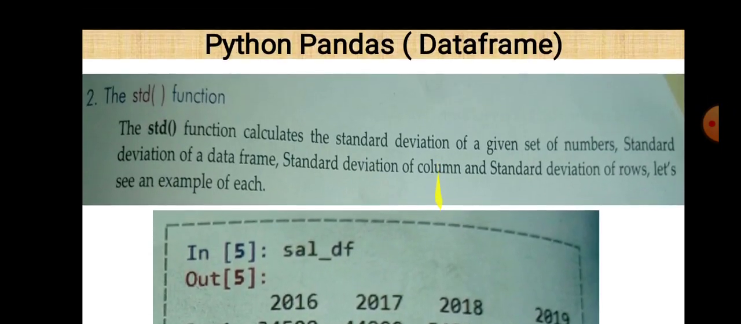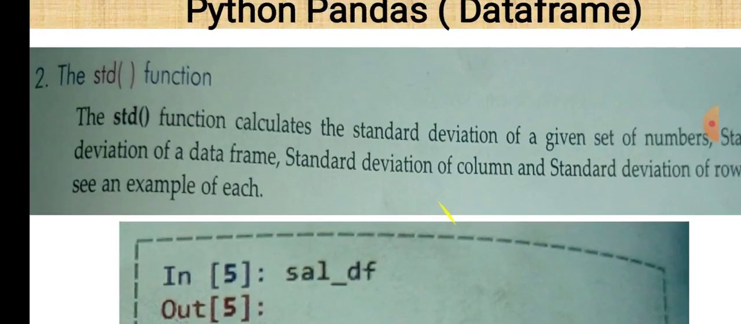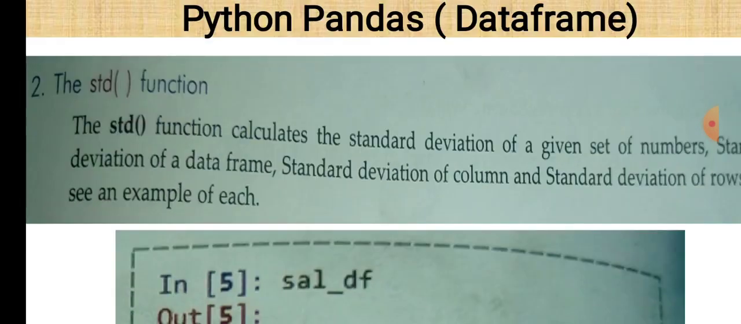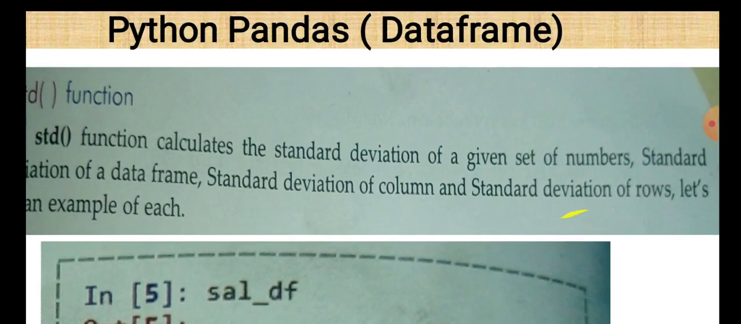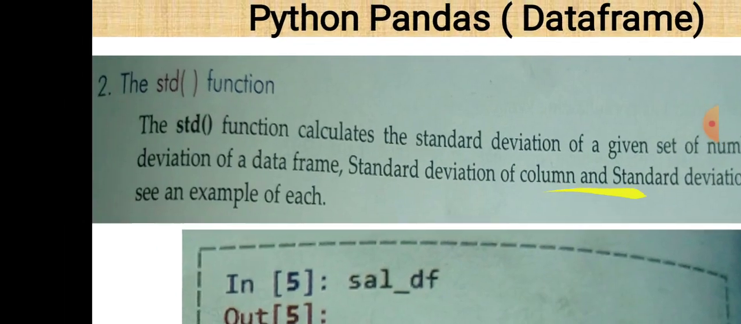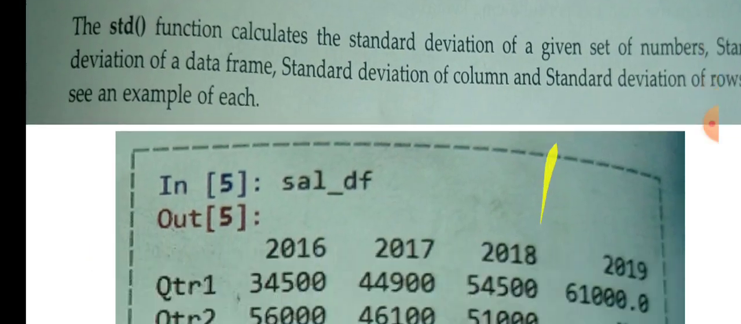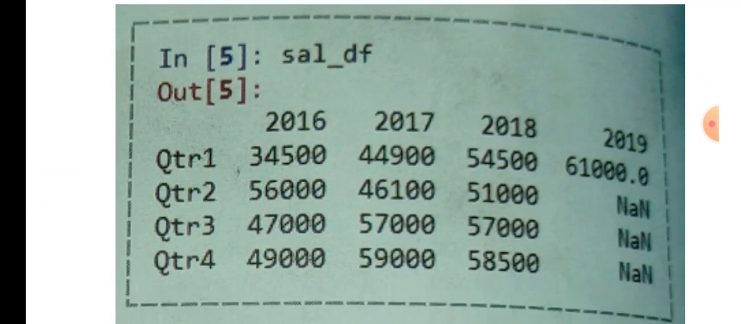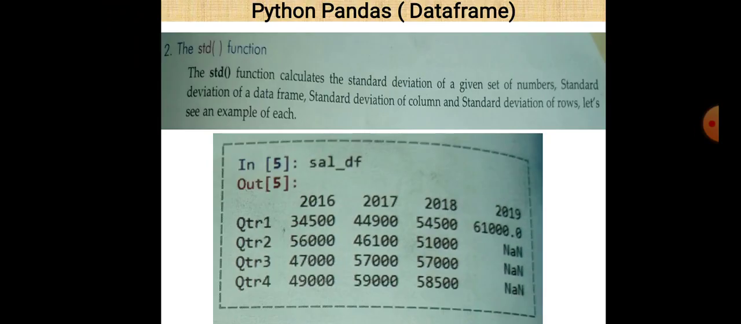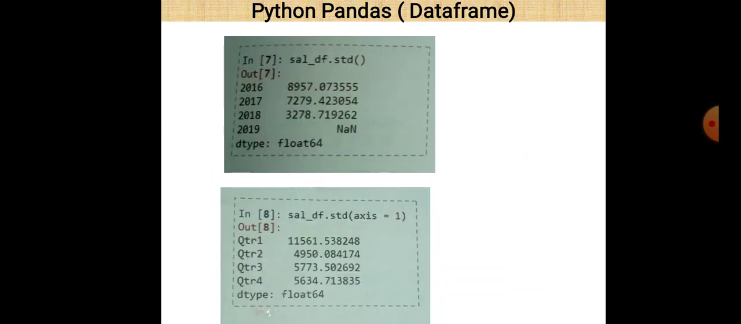Next is standard deviation. For this purpose, standard deviation, there is a function named std. So std is a function that calculates the standard deviation of a given set of numbers, standard deviation of a data frame, standard deviation of the columns, and standard deviation of the rows. So there is a data frame here. You can easily see here that it is a data frame, SAL_DF. Okay, 2016, 17, 18, 19. These are the names of the columns. QTR1, QTR2, QTR3, QTR4. These are the names of the rows, and there is data regarding this data frame, and we have to calculate standard deviation.